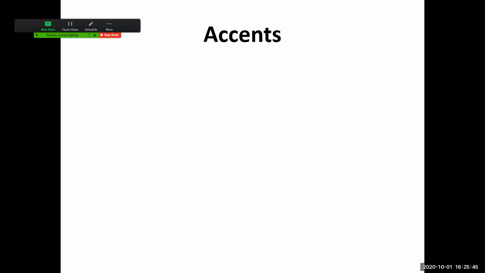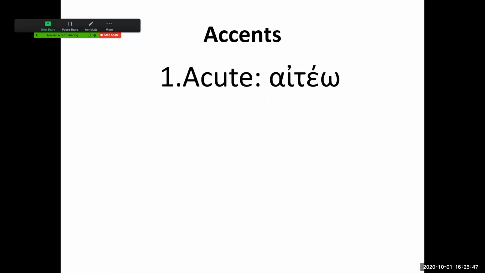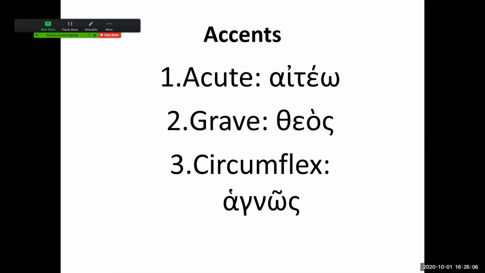We have three different accents in Greek. One is called acute, and it looks like this. One is called grave, and it comes from the other direction. Hard for me to describe. I think you can see it on the screen. Circumflex, my Greek teacher back in my day called an Easter bonnet.